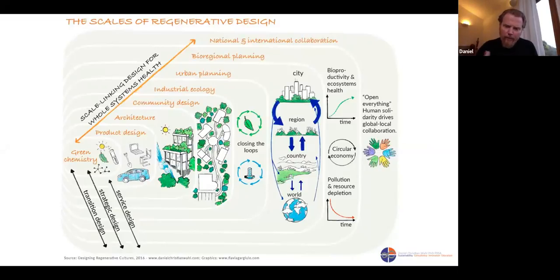And so picking up the work of a woman called Janice Birkeland, I expanded her scales of design to these scales of green chemistry, product design, architecture, community design, industrial ecology, urban planning, bioregional planning, and then national and international collaboration. And the importance as we design is to always ask the question, no matter what scale of design you're working on, how does this scale link to all the other scales? But in order to build planetary health, we need to start at the local and the bioregional level. And then that enables the emergence of health at the next higher level. So this is a key framework that really helps to understand why local and regional action is so important in the redesign of the human impact on Earth.